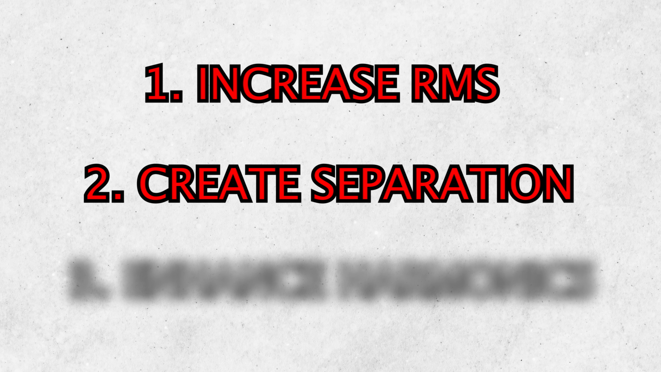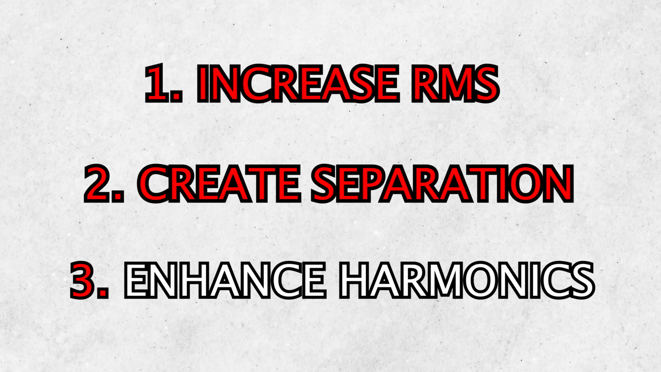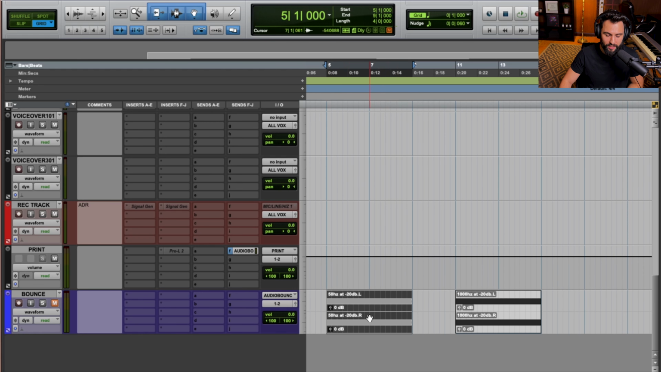Now, the third way that I like to increase the perceived loudness of a sound is by enhancing harmonic content. As we've established, sounds are made up of frequencies. However, us humans, we don't perceive all frequencies equally. For example, take a listen to these two clips.